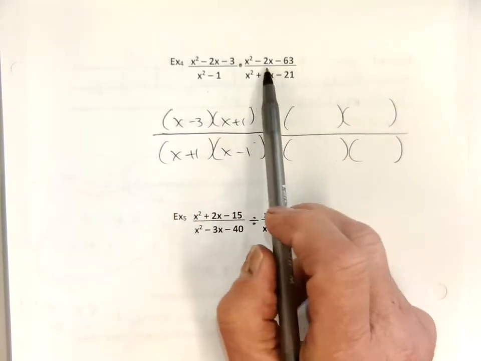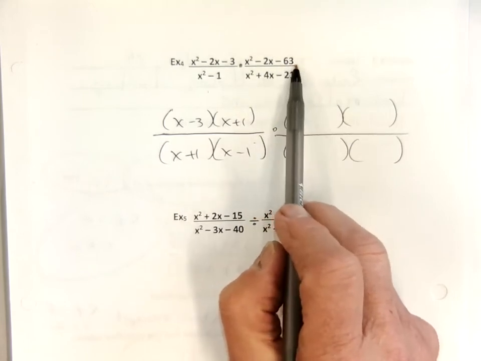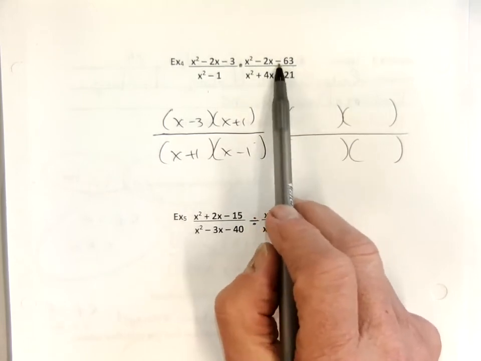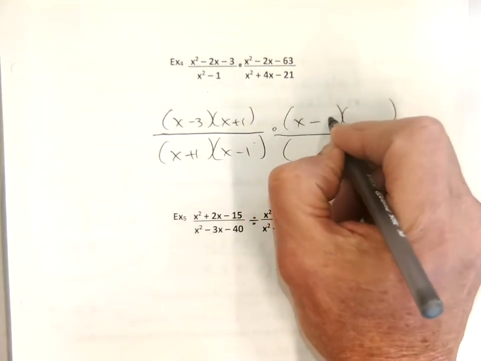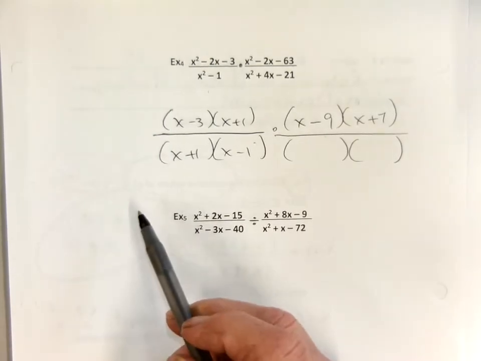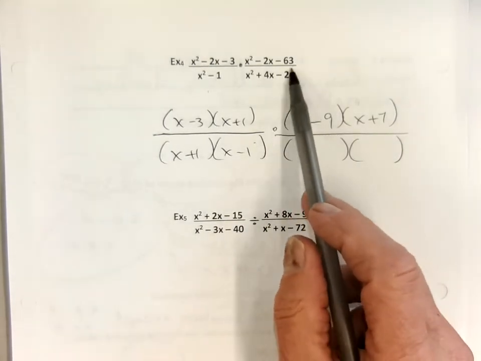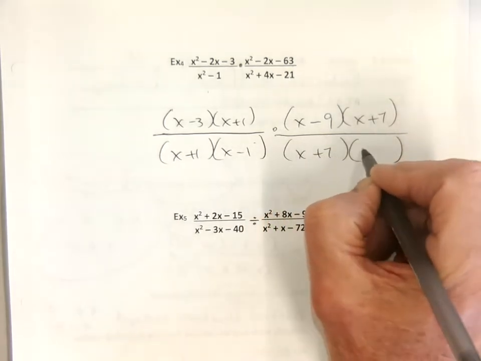All right, we did this one too. 63, didn't we do that one? We did that one also, right? What times what makes 63? Negative 9 and 7. Positive. Perfect. X minus 9, x plus 7. Good. And then what times what makes 21? 7 times 3. Let's go positive 7 and a negative 3.